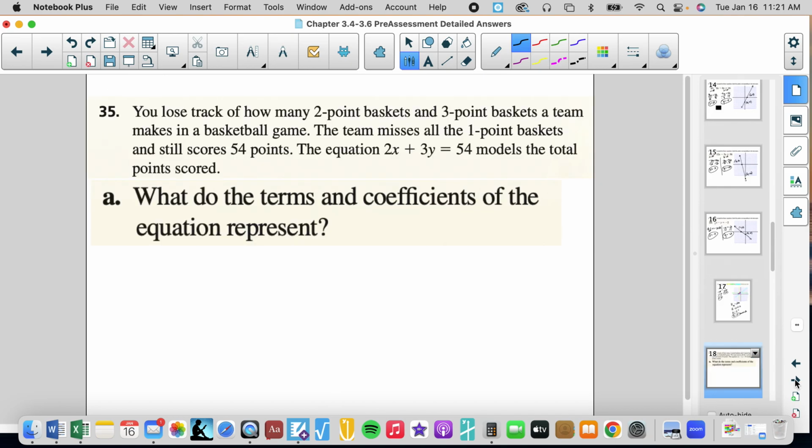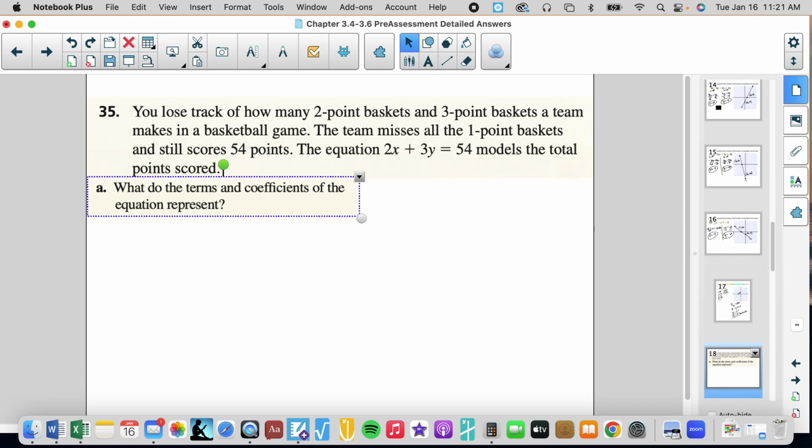They might. You lose track of how many 2-point baskets and how many 3-point baskets a team makes in a basketball game. The team misses all the 1-point baskets and still scores 54 points. That's not a team that's very good at the free throw. The equation 2x plus 3y equals 54 models the total points scored. What do the terms and coefficients of the equation represent?